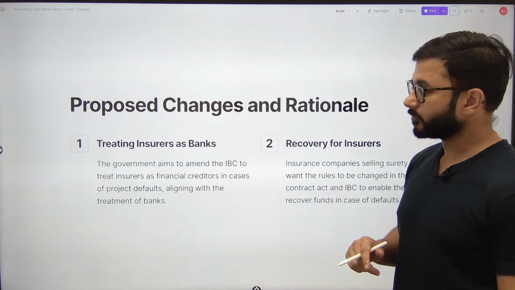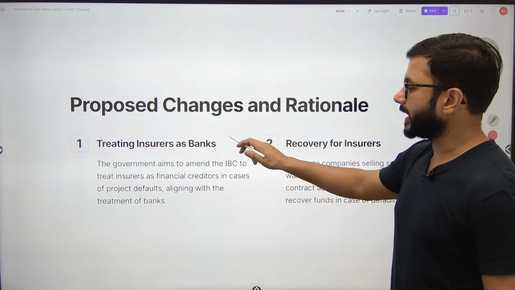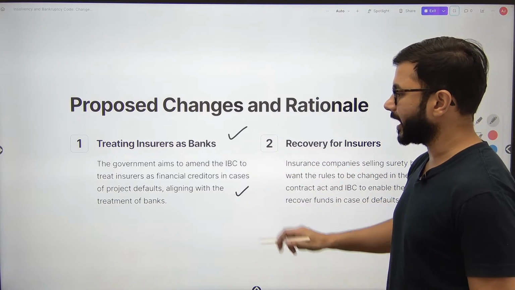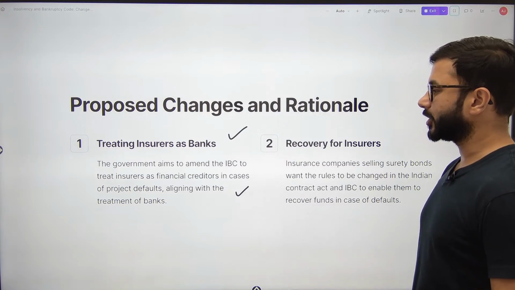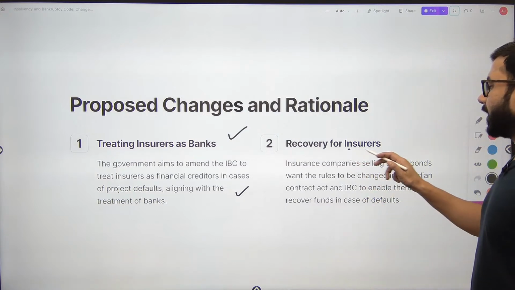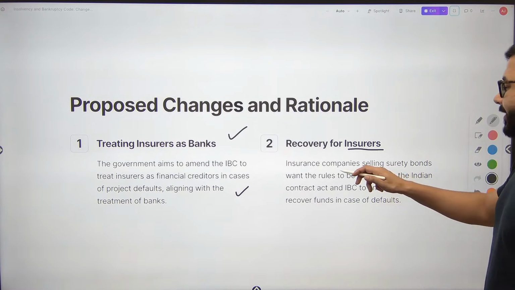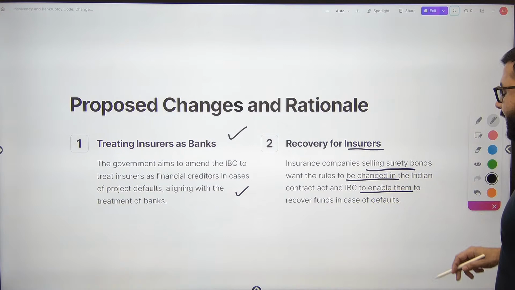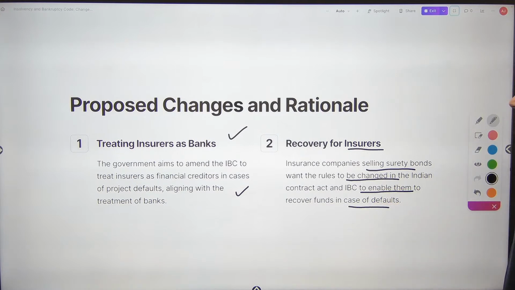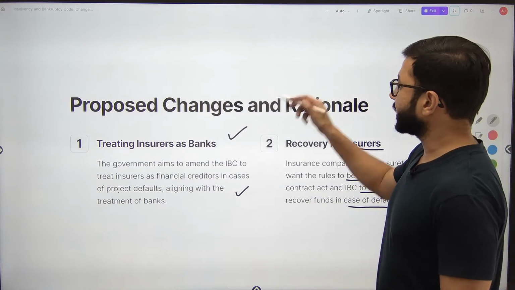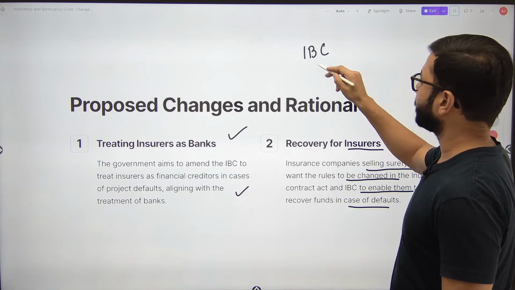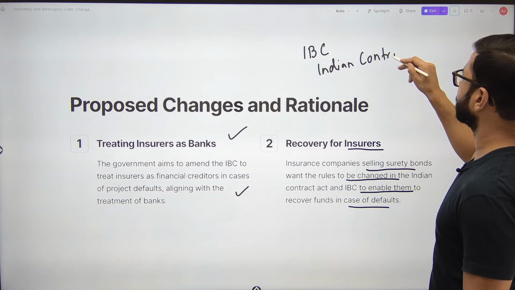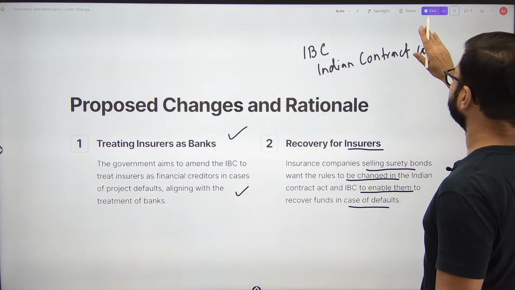Okay. Changes and rationale. Treating insurers as banks, ये मैंने आपको बता दिया था. The government aims to amend the IBC to treat insurers as financial creditors. Recovery for insurers: insurance companies want the rule to be changed in the Indian Contract Act as well as IBC to enable them to recover funds. ये चाहते हैं खाली IBC में change नहीं हो, Indian Contract Act में भी change हो, because this is like an agreement.